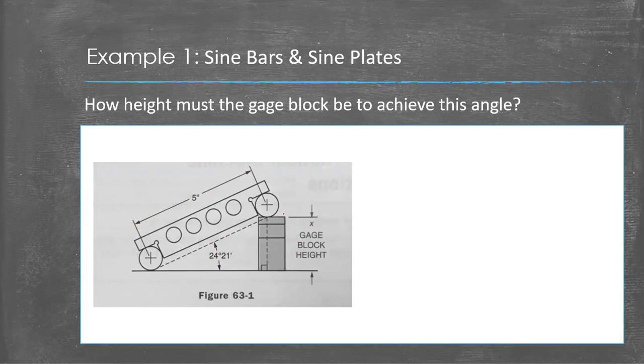So to solve this question, the first thing I recommend doing is labeling the triangle. We know that the bar makes our hypotenuse because that is opposite the right angle. Opposite of this angle of 24 degrees, we have the opposite side, which also happens to be what we're looking for, our H.